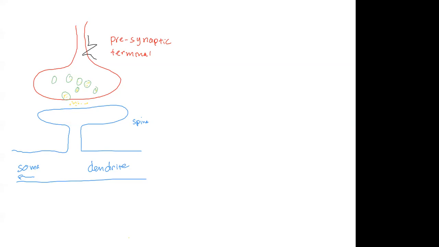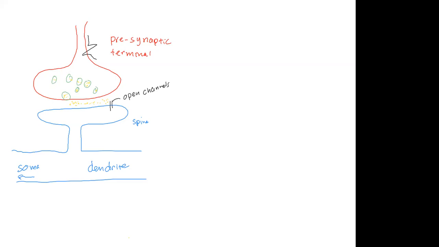When they release, the effect of releasing neurotransmitters is to open channels. And that's what causes current to flow. And that's how synapses, how neurons, communicate with one another, okay? So the neurotransmitter binds to receptors near the channels, that opens them, and current flows, okay?